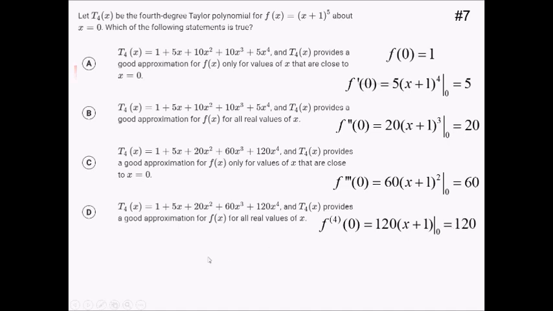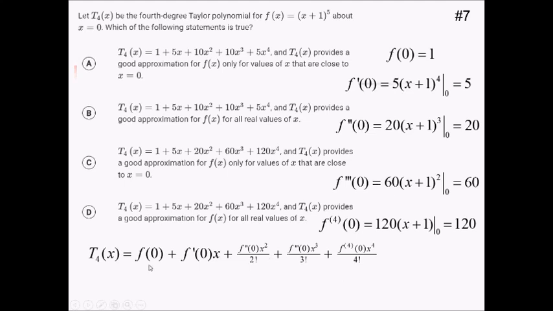So in general, our pattern is going to be f of 0 plus f prime of 0 times x plus f double prime of 0 over 2 factorial x squared. We're just using our Maclaurin formula here, plus f triple prime of 0 x cubed over 3 factorial. And then finally, we have the fourth derivative of 0, x to the fourth over 4 factorial. Plugging all that stuff in to build our series.